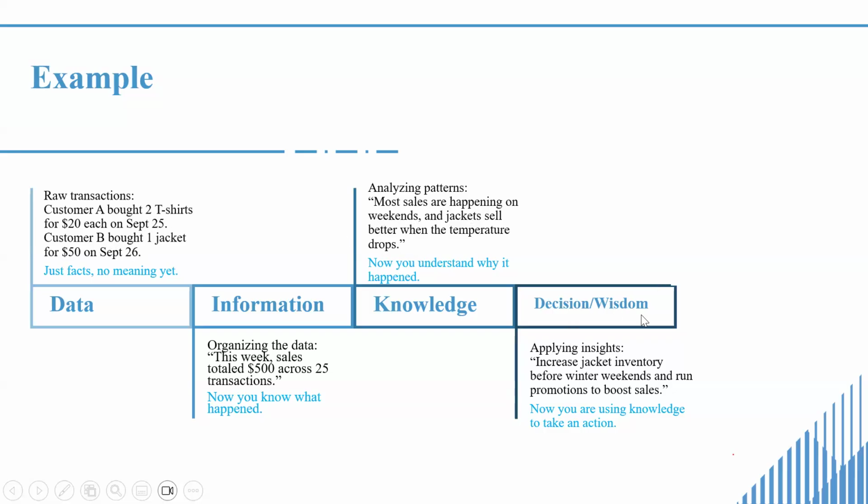So now what is your decision? Apply insights. Increase jacket inventory before winter weekends and run promotions to boost sales. Now this is your action that you are doing. You will order more jackets when winter is going to come, and also try to give promotions on the weekend, Saturday, Sunday, like a 20% or 10% discount, so that you catch the people and get more customers for yourself.